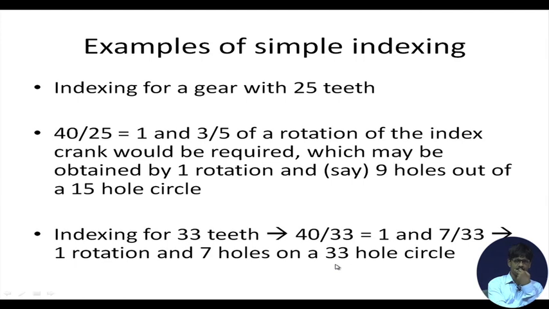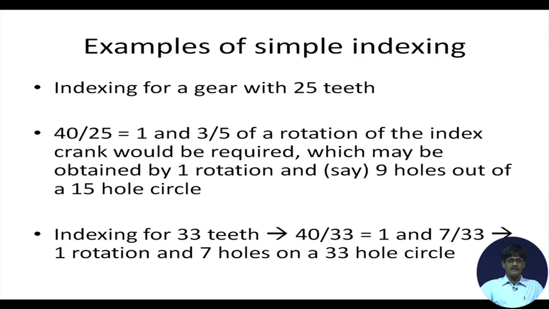Let us identify what the problem is. This means, apparently it seems that you have to have a 33 hole circle. If you do not have a 33 hole circle, at least you should have a 66 hole circle or even more, a 99 hole circle. That means integral multiples of 33. If you do not have it, does it mean that you cannot do it? So, this is an apparent problem of simple indexing.